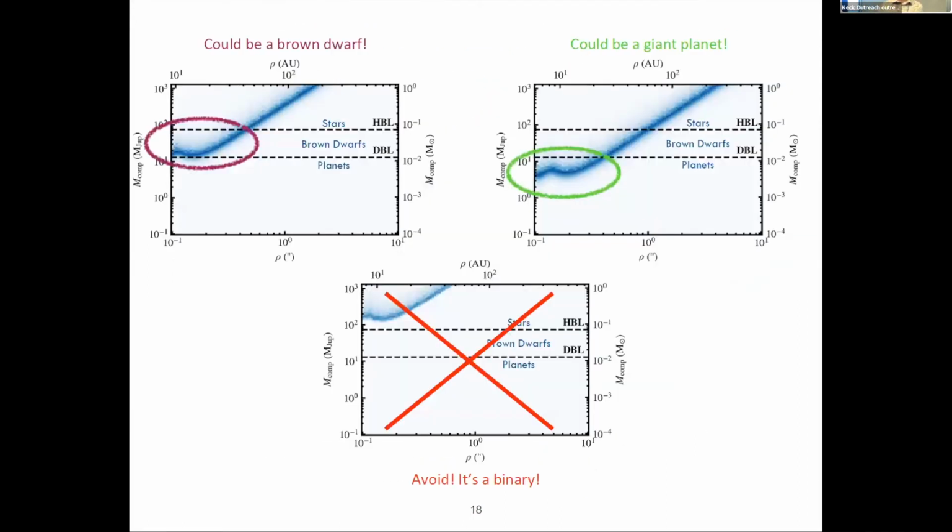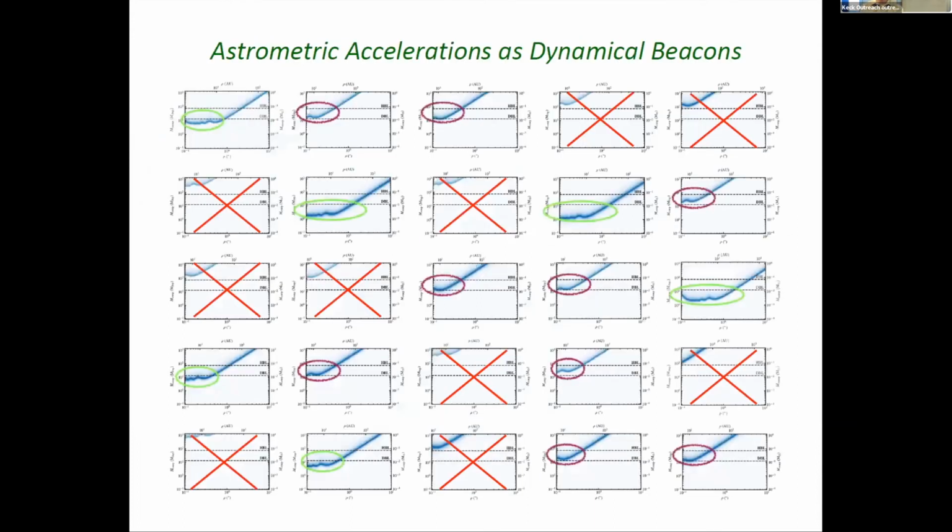Okay. The point here, though, is that with these plots in hand, one can envision really quickly identifying promising targets for an exoplanet imaging program. For example, the star in the upper left could be a brown dwarf, the star in the upper right could be a giant planet, and then we probably want to avoid the star in the bottom. This is a binary. And this is exactly what we've been doing on a large scale in our Astrometric Accelerations as Dynamical Beacons program, mining the tens of thousands of accelerating stars in the HGCA to efficiently search for and image new planet and brown dwarf companions.